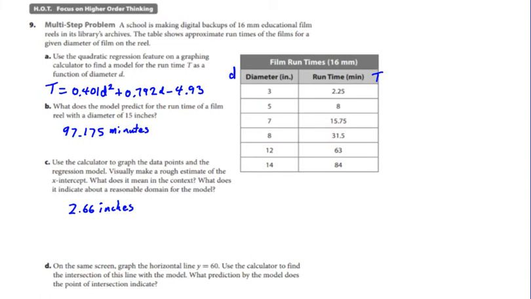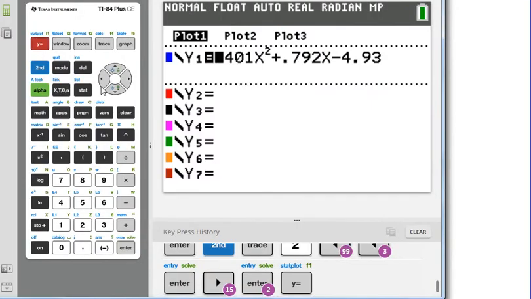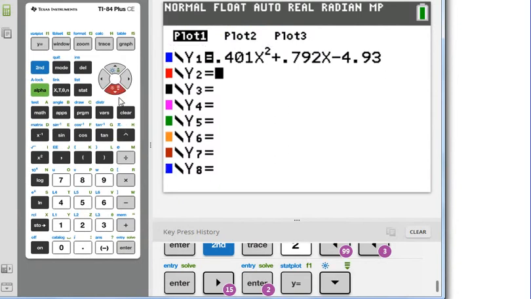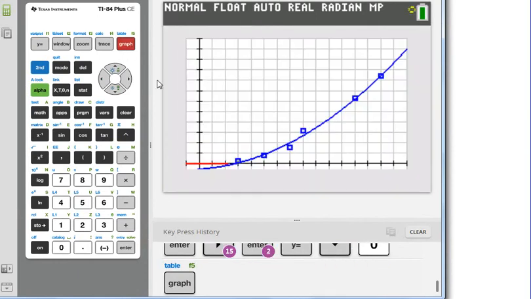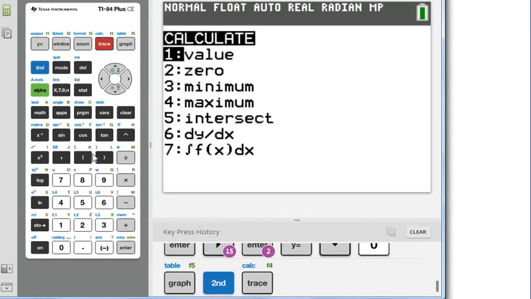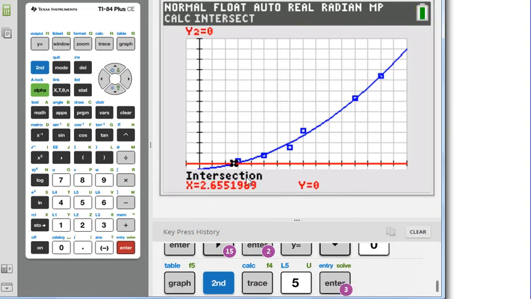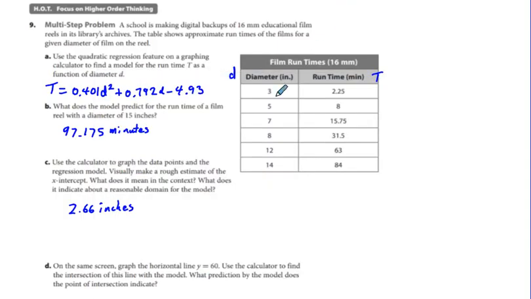And to get it more quickly, I'll show you how to do this. If you go to the function editor, under Y2, we can press enter 0, and when we graph both these functions, we have this red horizontal line along the x-axis. We can go second, trace 5, enter, enter, enter, and we can get the same value a lot more quickly, efficiently. So that's another way to get there.